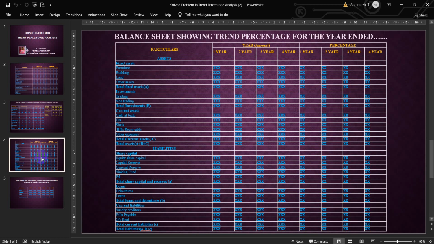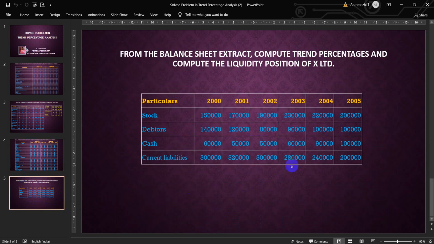The same format with the assets and liabilities is given. 4 years is given and the 4 years percentage have to be calculated. One sample sum. Till now I was teaching you, but as a recapitulation, I would like to check whether you have understood or not. I would teach you this sum with the balance sheet method for stock. For debtors, cash and current liabilities you can work out and come and tell me. Suppose any doubts, you can ask me, right?